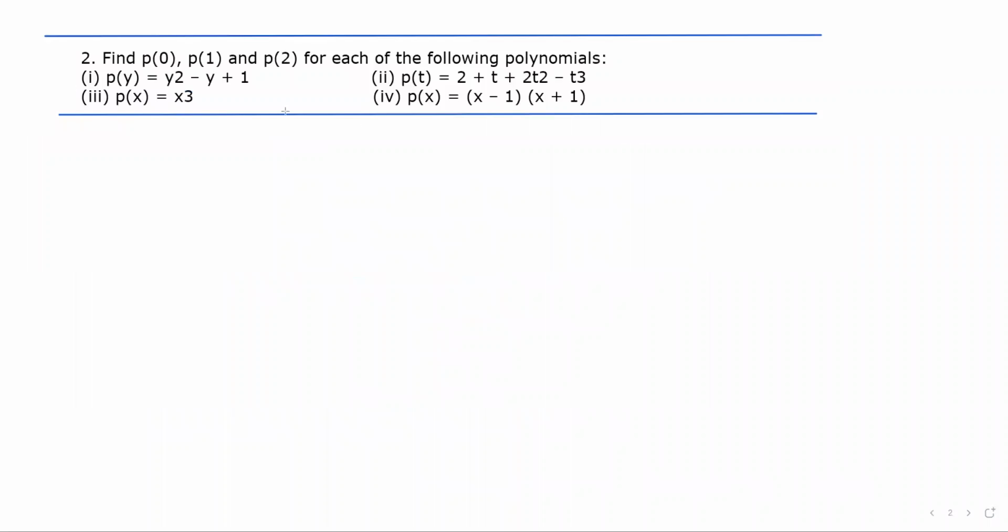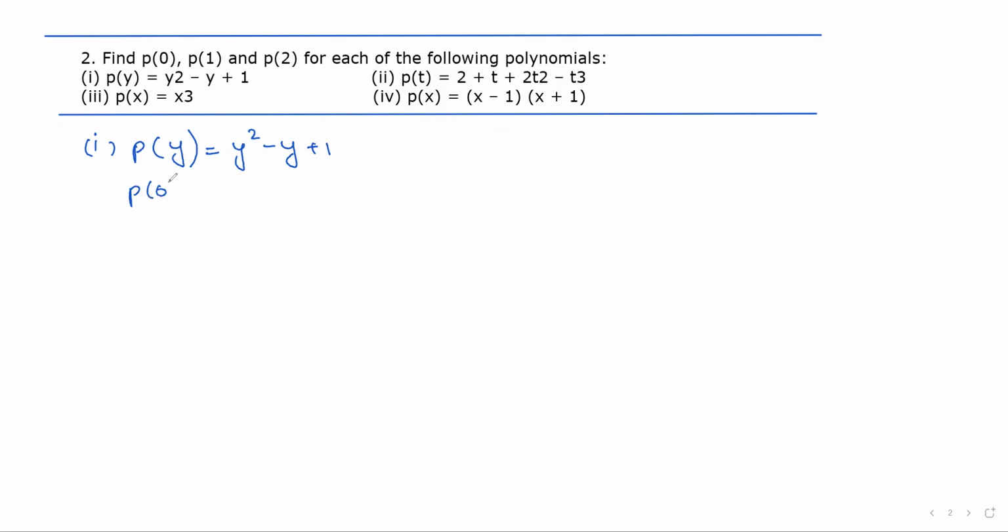Next, find P of 0, P of 1, and P of 2 for each of the following expressions of polynomial. Solution. In the first case, P of y is equals to y square minus y plus 1. You have to find the value of P of 0, P of 1, and P of 2.